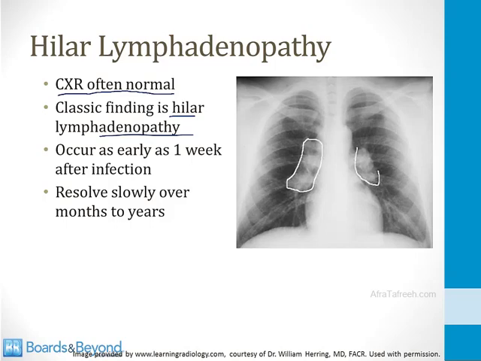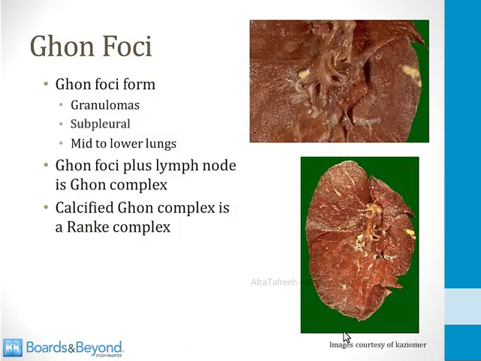And this is what you see in patients who have hilar lymphadenopathy. The hilum is where the bronchi enter the lungs. And so hilar lymphadenopathy is lymphadenopathy in this area, and it occurs in tuberculosis and sarcoidosis. It's classic for both of those conditions. It's been reported as early as 1 week after someone gets infected with tuberculosis, and it usually resolves slowly over months to years once the infection's been treated. Another feature of tuberculosis infection that's high yield to know about is something called a Ghon focus.